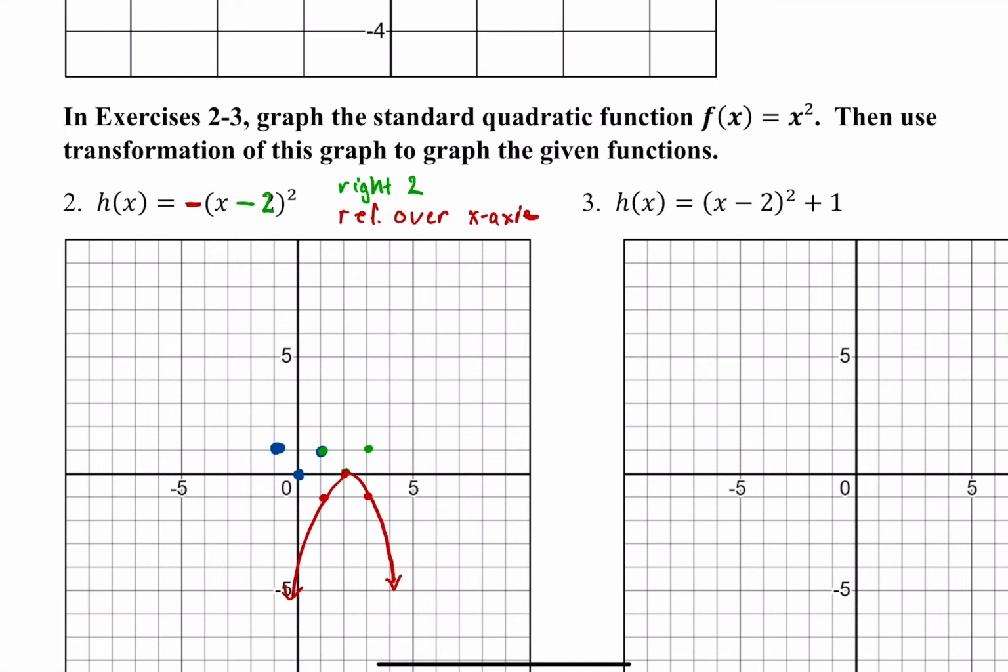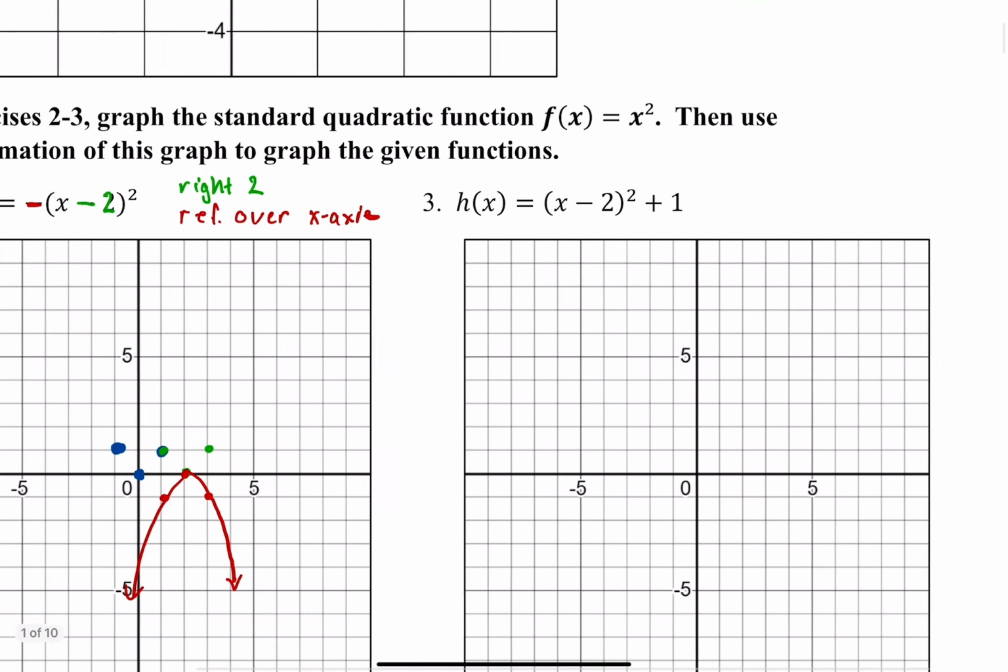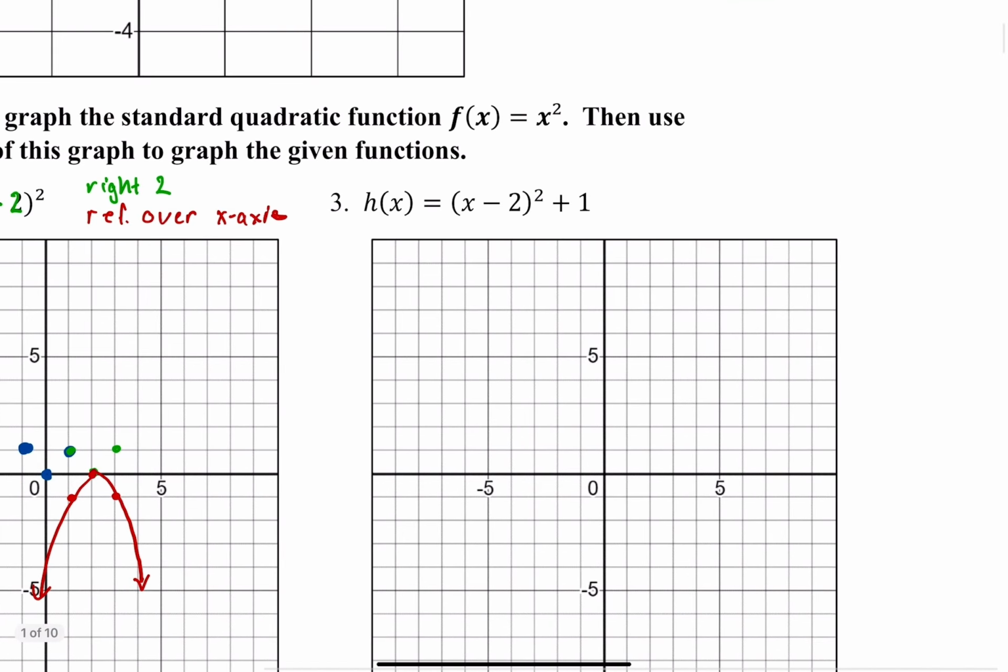All right, and number 3, h of x is equal to x minus 2 squared plus 1. So this minus 2 is going to do the same thing as the previous example. It's going to cause it to go to the right 2. And maybe, again, just to emphasize, if this was positive, it would then go to the left. But we'll just do the problem as is.